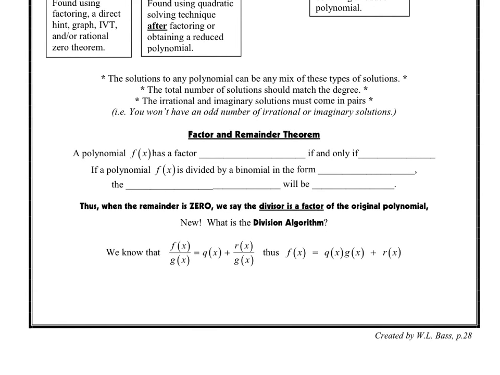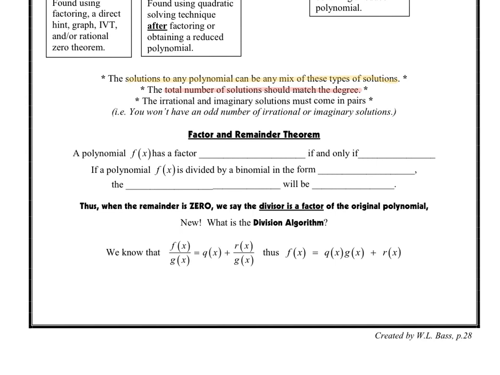So to summarize this, we're going to want to just remind ourselves that the solutions to any polynomial can be a combination of these types of solutions. They're not going to be all real or all irrational or all imaginary. They might be, but they can be any mix. The most important thing is that the total number of solutions should match the degree. That's how you're going to know that you found everything you need.